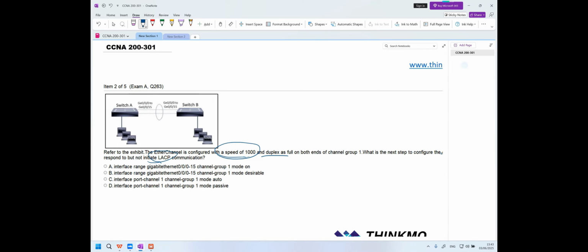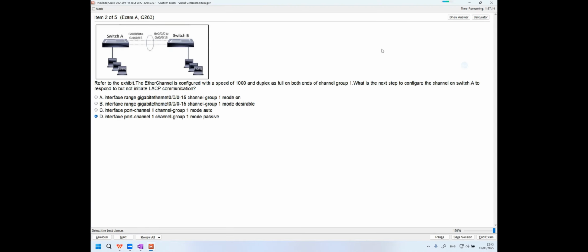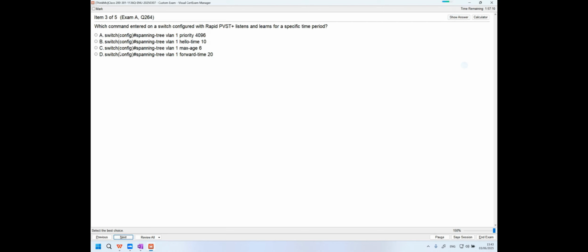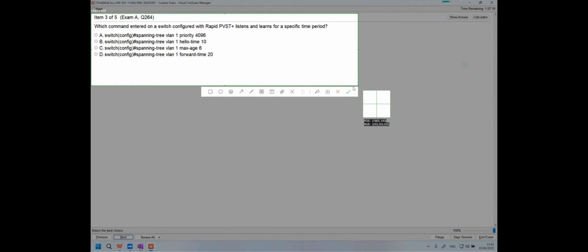but it can respond. What does that mean? It means I don't actively initiate, but I can respond to LACP. So what is that? That's called passive mode. So the correct answer to this question is D. Choose D.